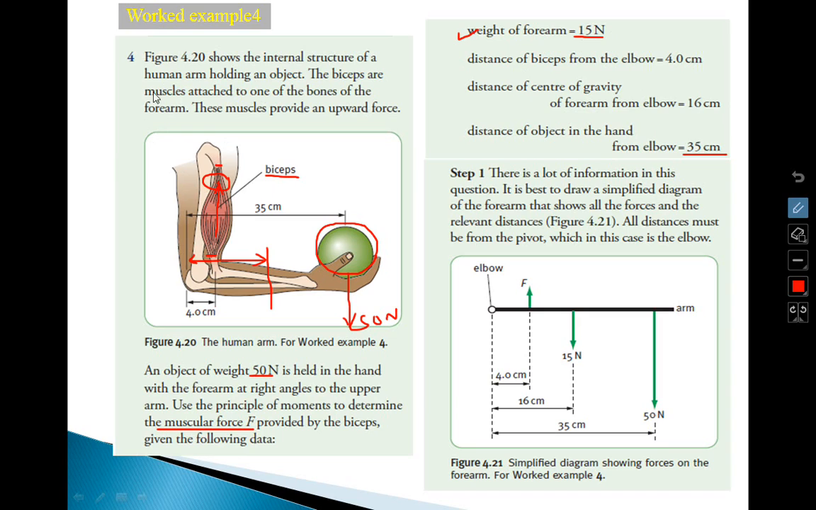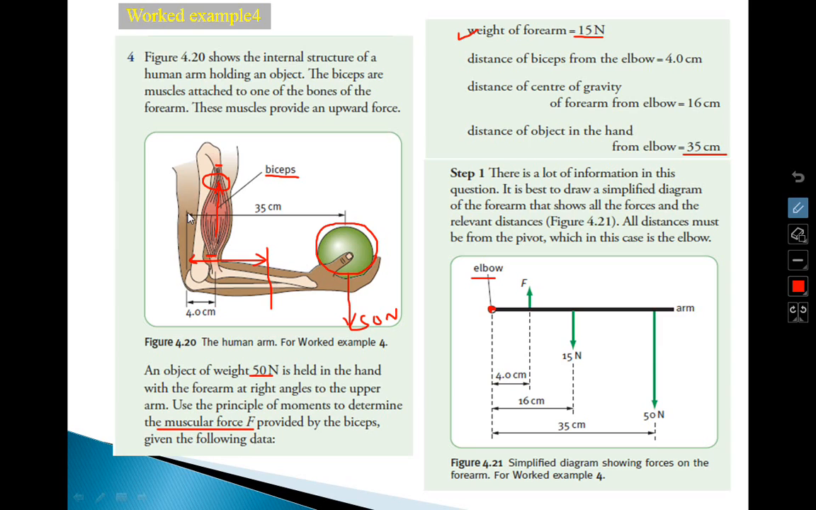So now we will start to solve this question. First we need to simplify all the information here and put it in a simplified diagram. In this diagram we will show all the forces acting on the arm and the distances from where? The elbow. So this is the center here, this is the elbow. What we have here, we will start from this and move this way. And we will draw all the forces here.